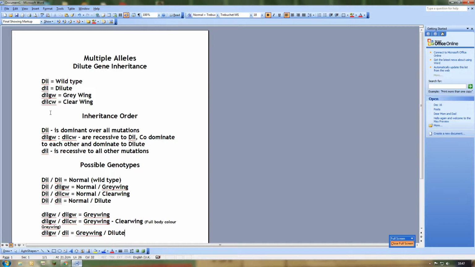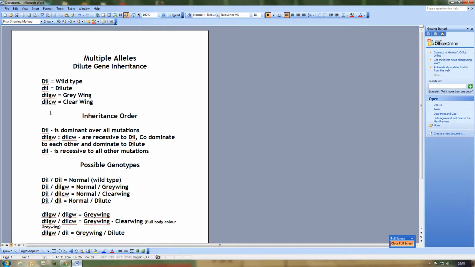So the inherited order around the dilute gene is that the wild type gene, or the wild type alleles, is dominant over all other mutations. So in the same way as the green is dominant over blue, the wild type, the non-mutated reduction in colour that the dilute gene produces, is dominant. So the wild type is dominant over all the other mutations.